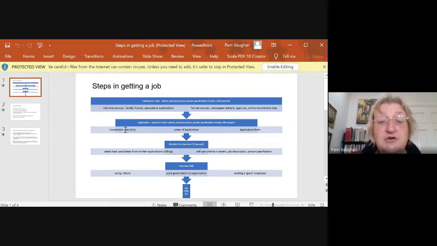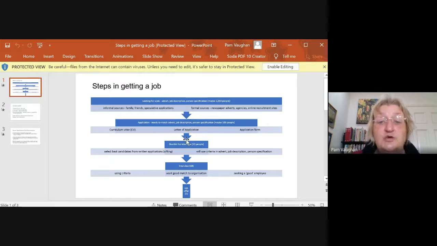So sometimes employers will ask for all three. Sometimes they'll ask for one or two of them. Typically, if you're sending a CV speculatively, you would at least send in a CV and a letter of application. So in other words, the bold statement of your background, but also saying why you should be of interest to this particular employer.